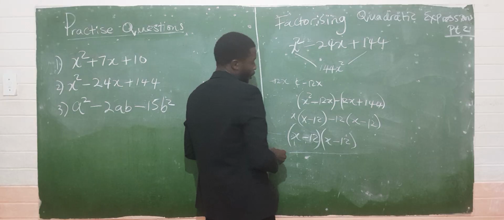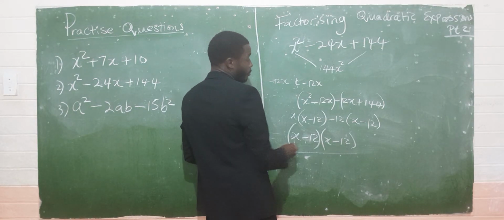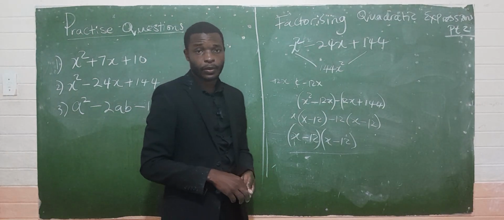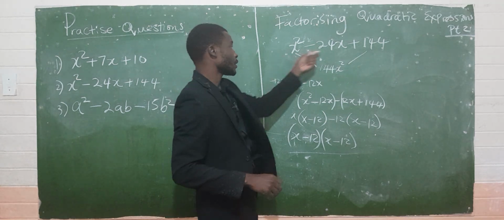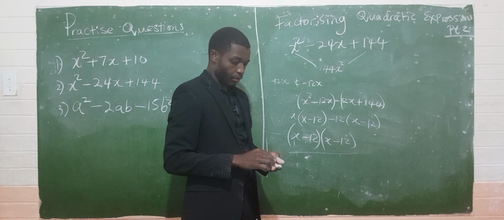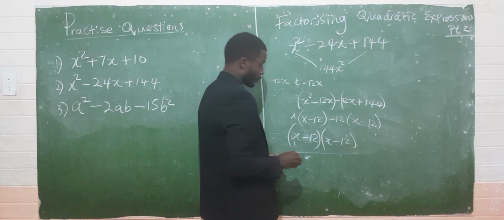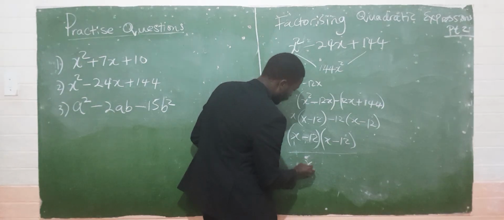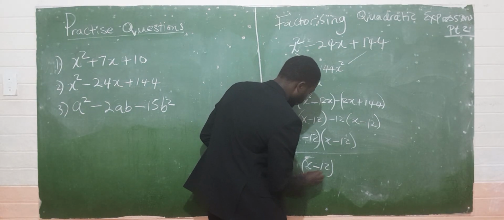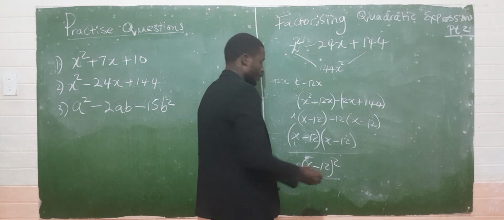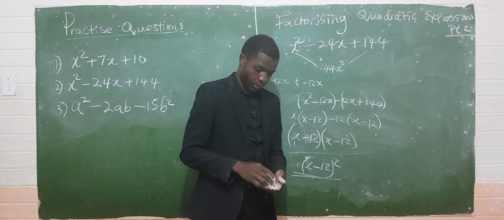Of course, this is called a perfect square. It's called a perfect square. It means this expression was actually a perfect square. And we can write this as x minus 12 squared, which just means this in other words.